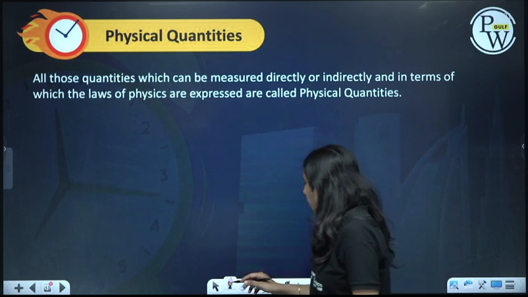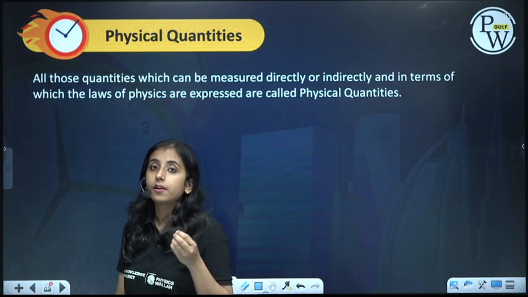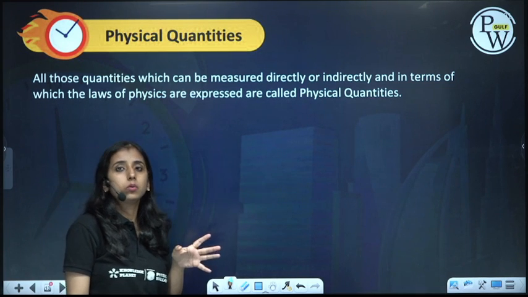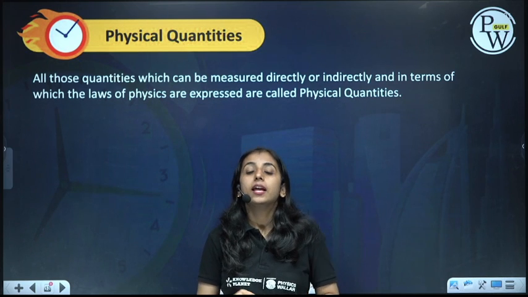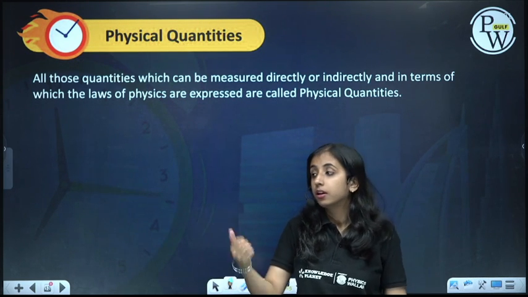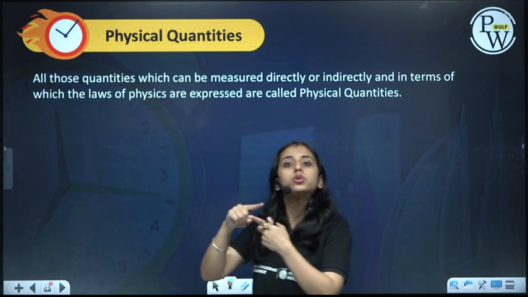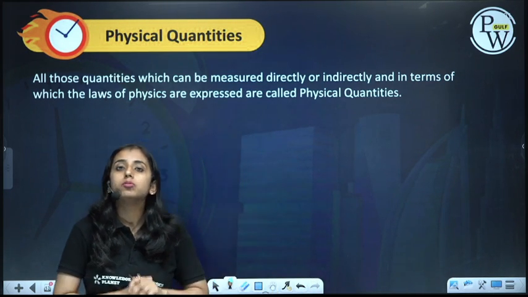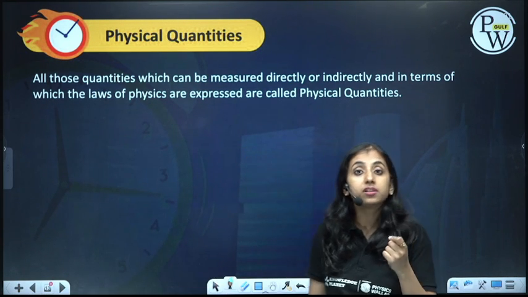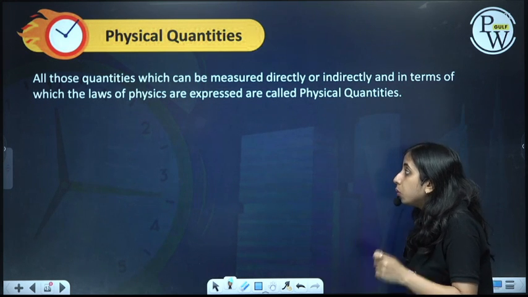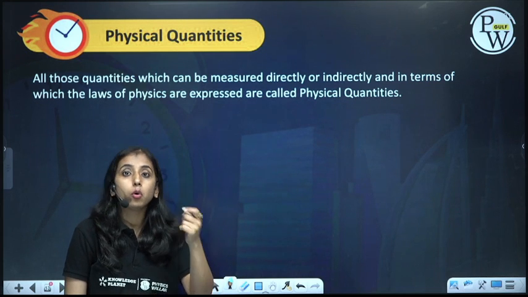Now, the next topic we have in this chapter is physical quantities. What are physical quantities? Till now we have encountered many physical quantities like length, mass, time, weight, force, velocity, acceleration, displacement. We encounter numerous physical quantities in our daily life. So what are physical quantities? All those quantities which can be measured either directly or indirectly.